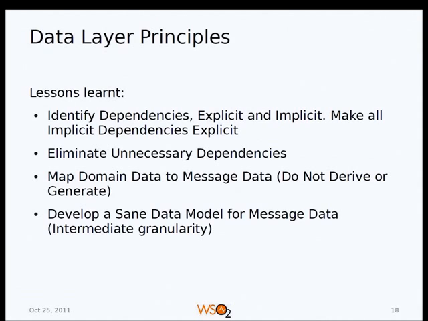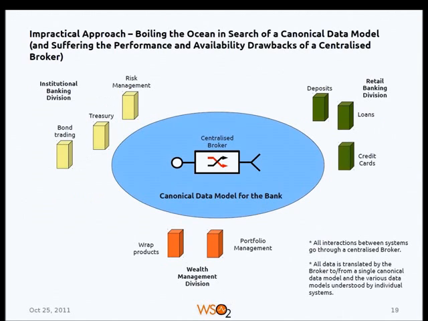Now the fourth principle isn't immediately obvious from this example, but that's around developing a sane data model. And you need to go for an intermediate level of granularity. And I'll explain what this is. Let's take a bank. A bank typically has different divisions. Let's say there's a retail banking division that deals with deposits, loans, credit cards, and so on. Then there's an institutional banking division that does treasury, bond trading, foreign exchange trading, risk management. And then you've got wealth management, which looks at mutual funds, portfolios, or wrap products, and so on. But they are completely different businesses. It's just that they happen to be under the same bank.